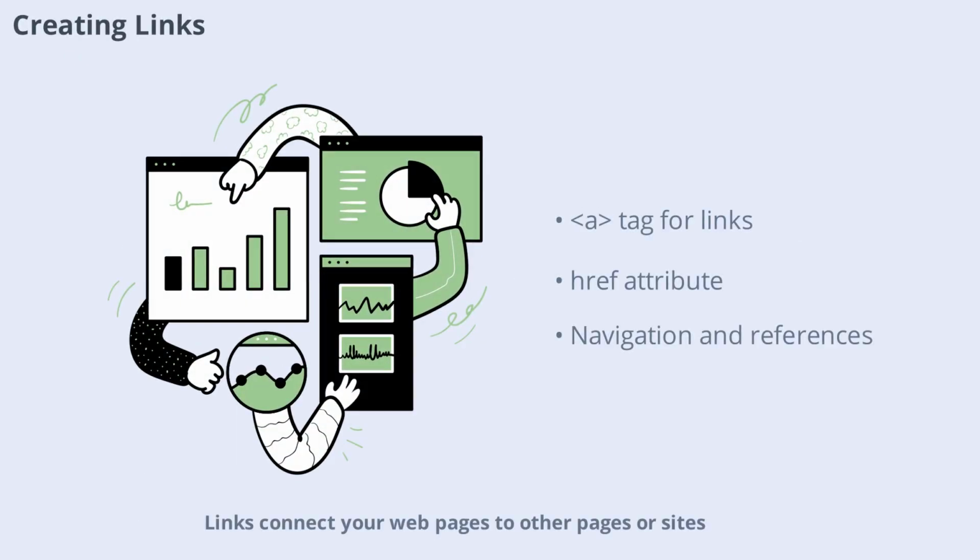Links connect your web pages to other pages or sites. The a tag is used to create hyperlinks, allowing users to navigate easily. By setting the href attribute, you define where the link leads. Links are essential for building navigation menus, referencing sources, or guiding users through your site's content.